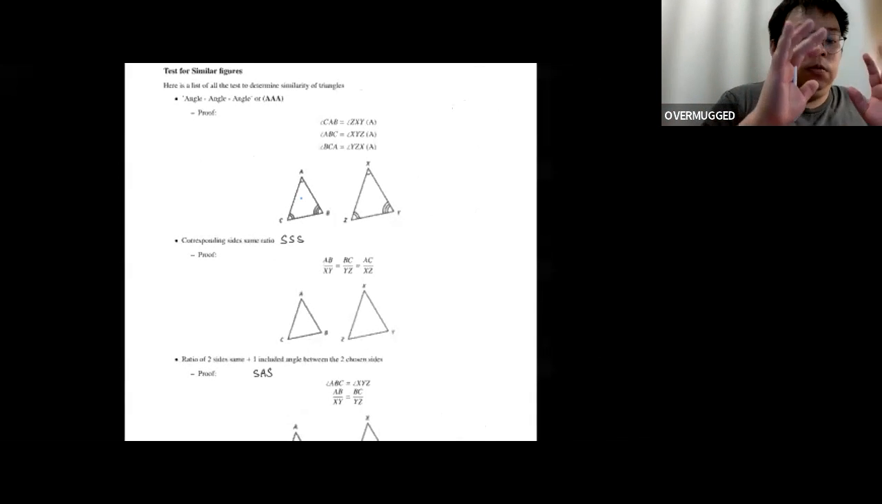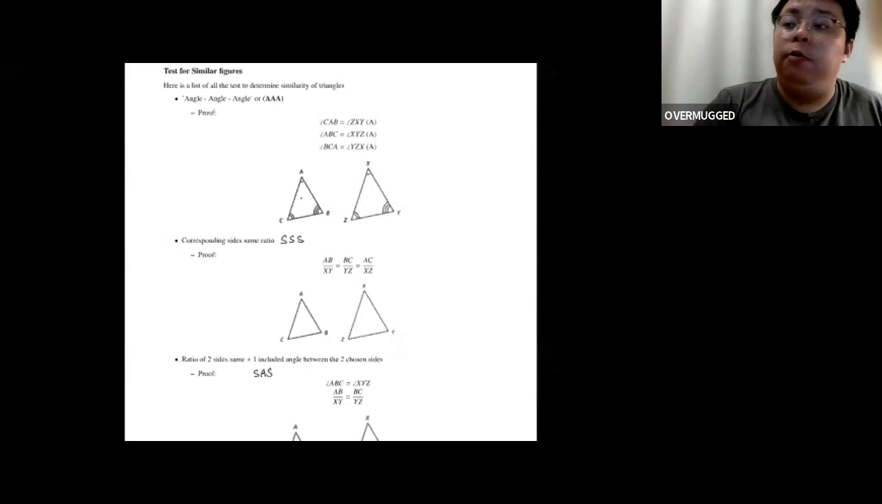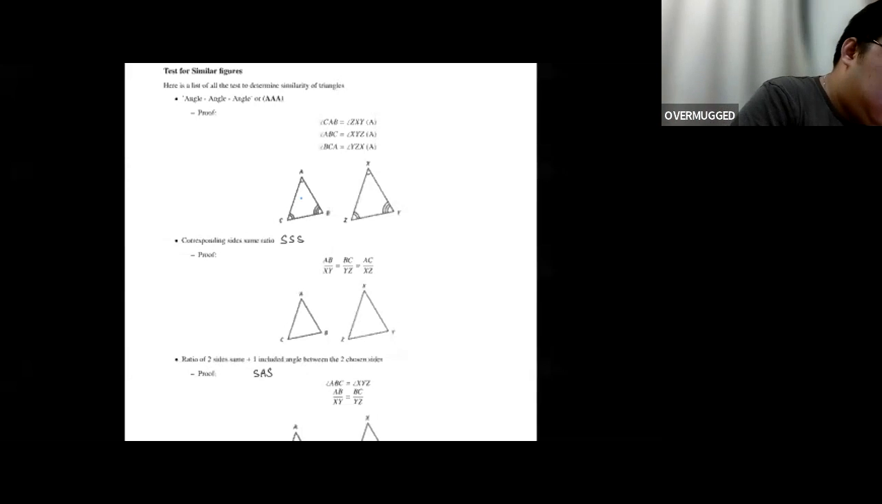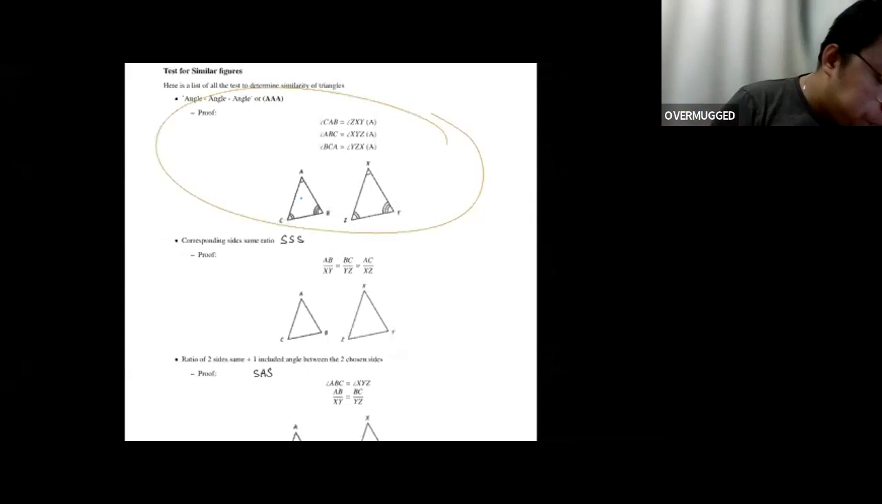Now, from what I have known over the past few years of studying this topic, most of your proving questions are always triple A or double A. So you just actually need to know this one, and you should be pretty safe for all similarity test questions.